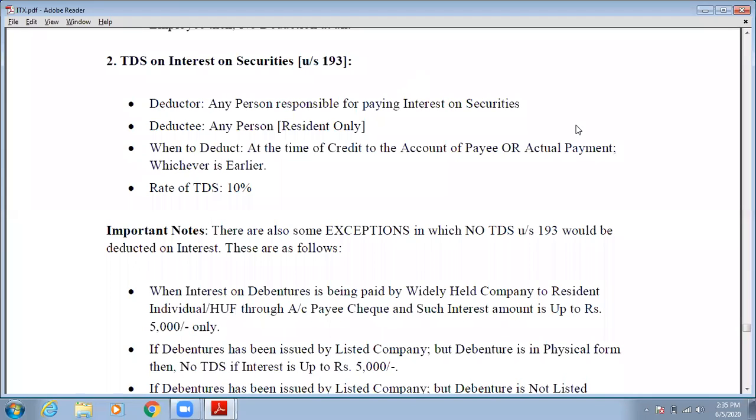Next is TDS on interest on securities. If any bank or any stock exchange pays some interest on securities, then that stock exchange or the company has to deduct tax on that interest income. Now, what will be the rate of deduction? Let's see.